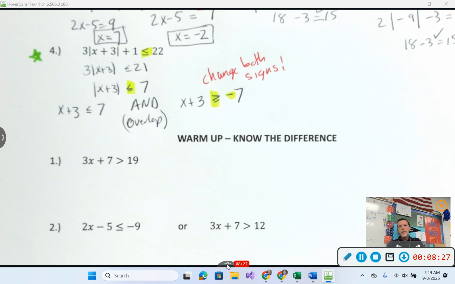I think I'm up to like 30, the total number of times I've written change both signs in the past week. I hope it doesn't go any higher as I'm grading your test, because that will mean you didn't do it and I'm reminding you to do it.